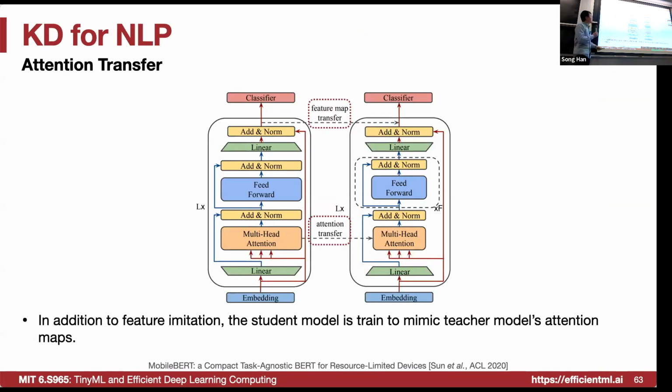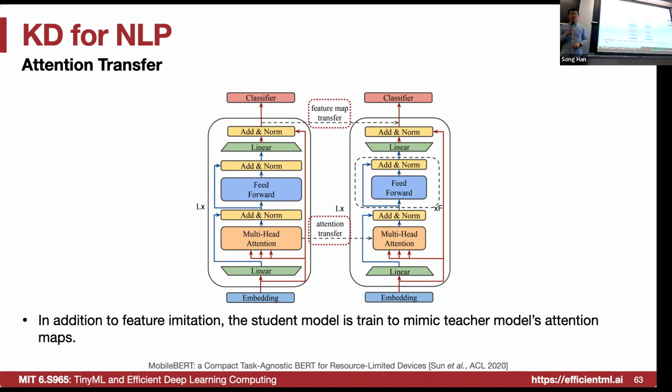All right. This knowledge distillation also works for natural language processing. We can try to match those intermediate feature maps. And in addition to that, we can also try to mimic the teacher model's attention. In an attention layer, you have n by d Q, K, and V, query, key and value, and you calculate the attention map, which is n by n. We are trying to match the attention map between the teacher and the student.